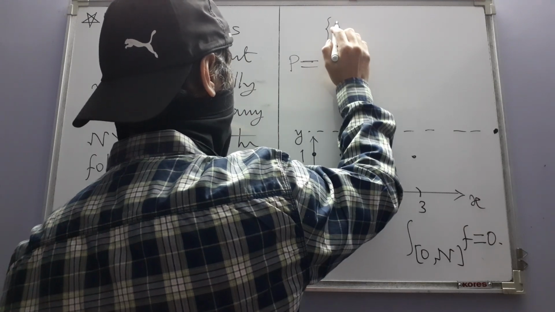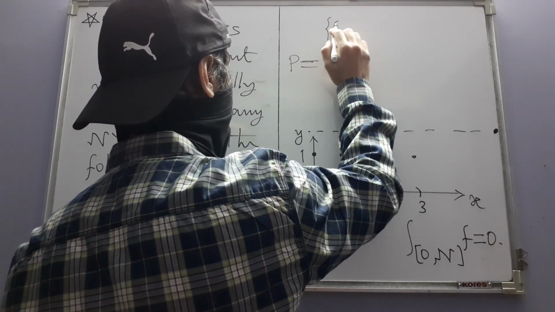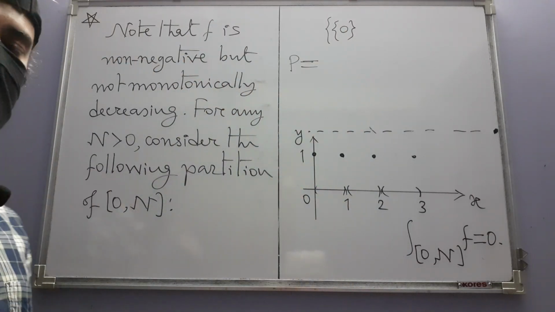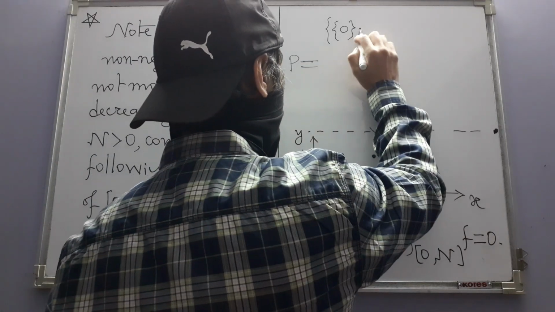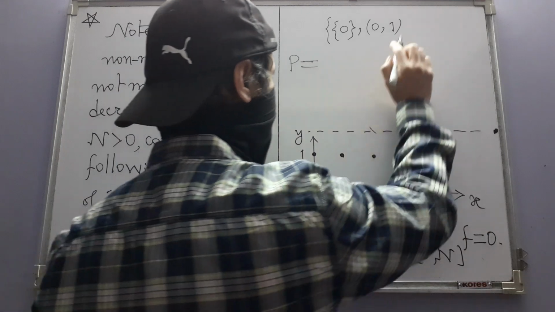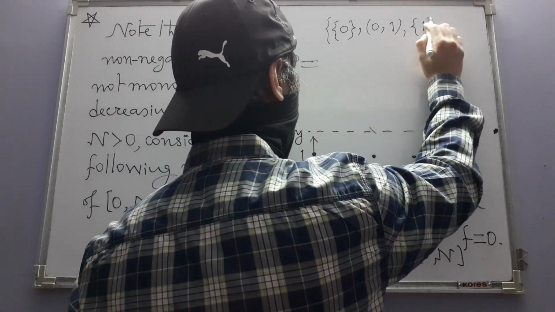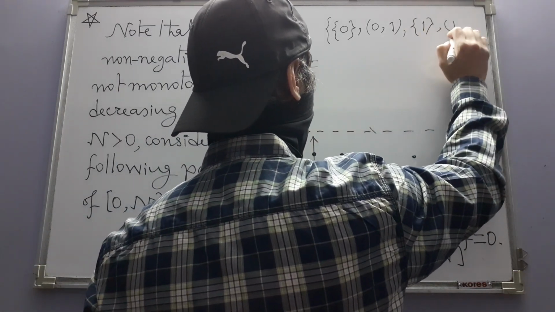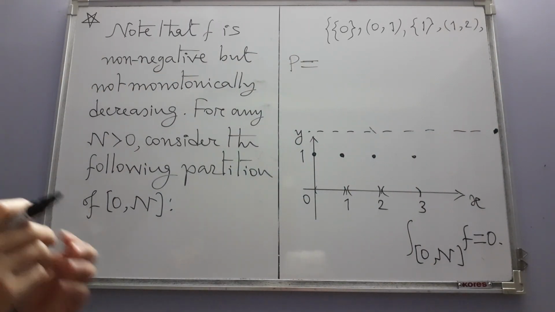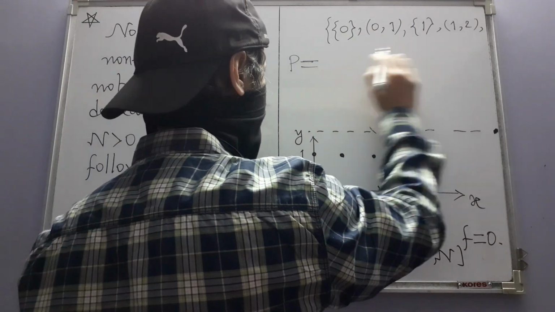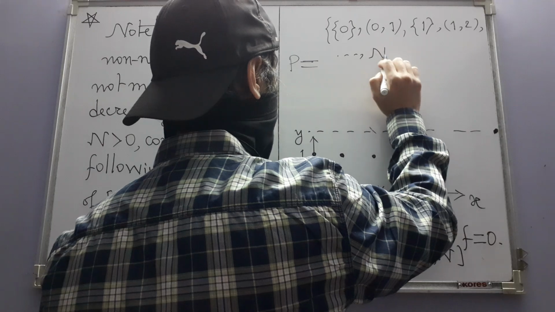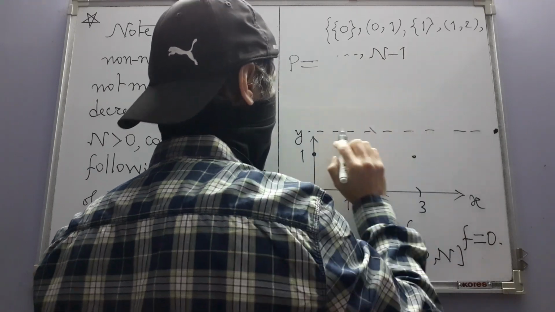A partition is a set, no? So I start by writing a curly bracket. First I isolate 0. That's one degenerate interval. And then the open interval 0, 1, this much. Then I isolate 1. And then the open interval 1, 2. And then I take 2 as a separate interval, and like that it goes. How far will it go? Well, at some stage, we will have this.